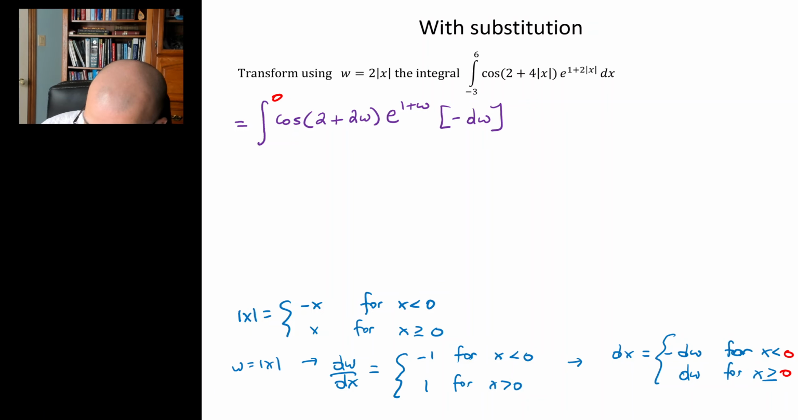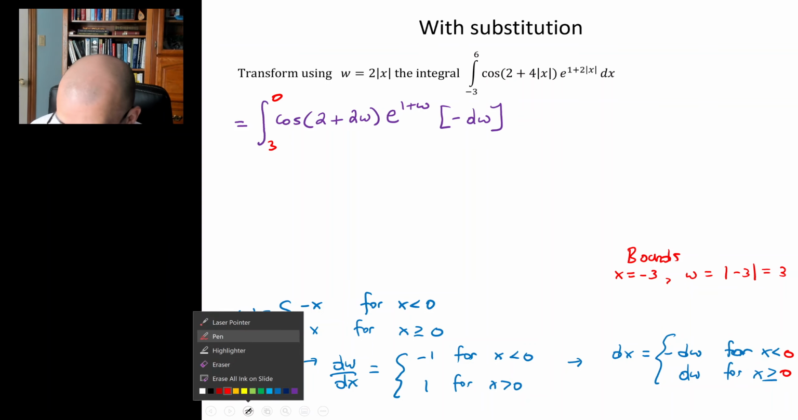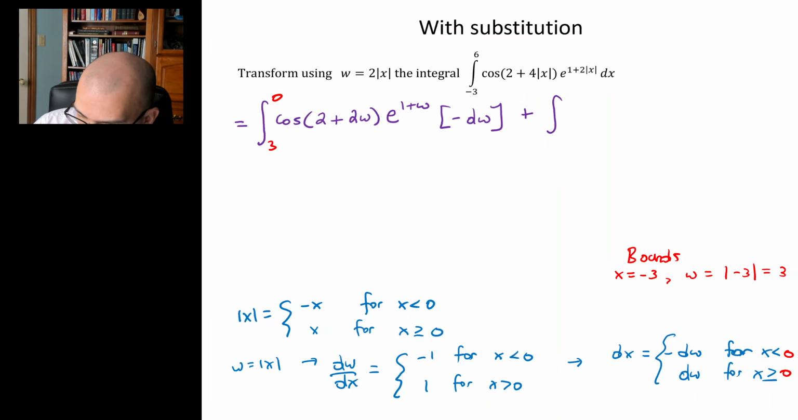Now the bounds. When x equals -3, w is equal to the absolute value of -3, which is 3, so we're going from 3 to 0. And for the second region, we're going from 0 to 6. When x is 6, w is the absolute value of 6, which is also 6. So from 0 to 6 of the cos of 2 plus 2w, e to the 1 plus w times positive dw.